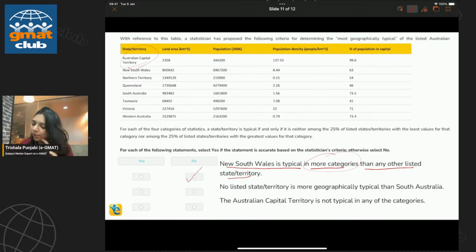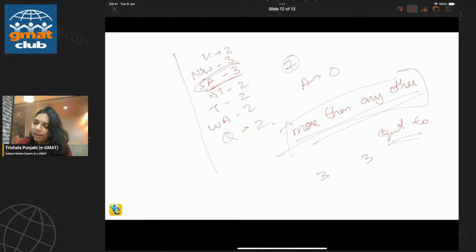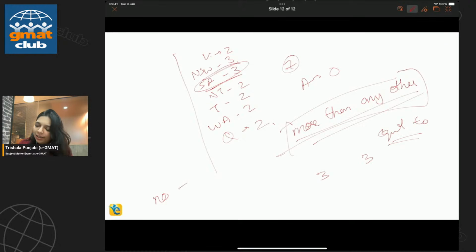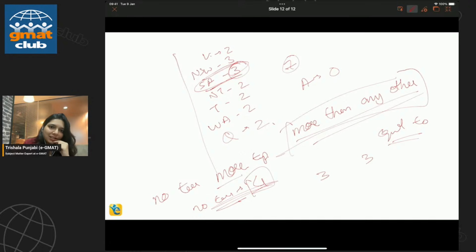Now, let us look at this one. No listed state or territory is more typical than South Australia. Let's go back here. South Australia is 3. Now, what does this statement say? It says that no territory is more typical. How many does South Australia have? 3. So it says that no territory has 4, right? That is what it says. Do you get the difference? Can you appreciate the difference between statement 1 and statement 2? They seem very, very similar.